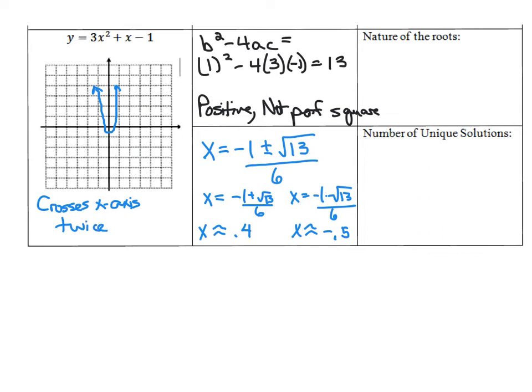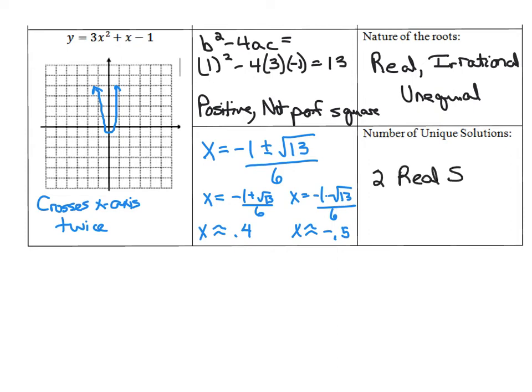Now let's describe those roots. I see that my roots are real because they don't have an imaginary in them, no i. But this time, because I don't have a perfect square under my radical, I have irrational roots. So because the square root of 13 stayed in there. And I got two roots, so they are unequal to each other. The two places where the graph crossed the x-axis were two different spots. So my unique solutions, I have two real solutions.